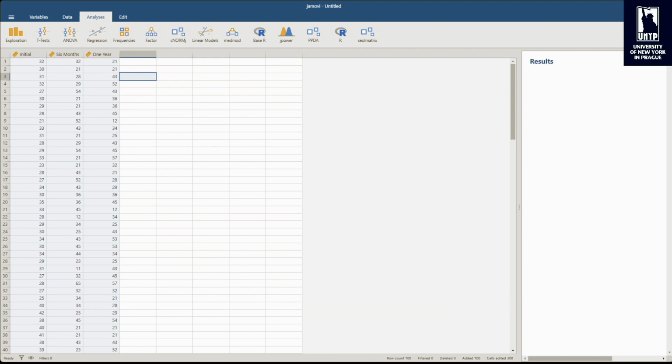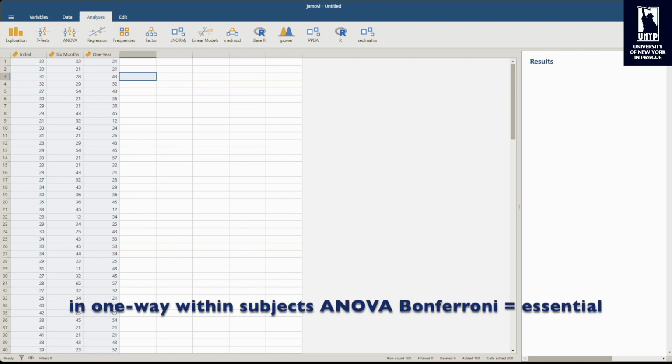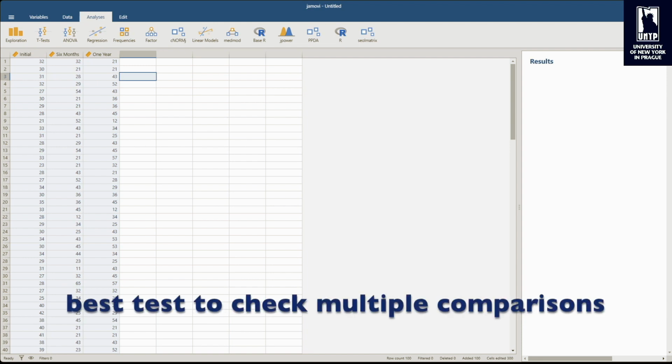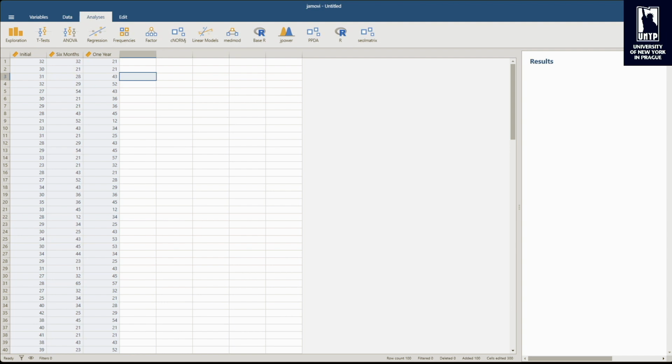Now, this is a personal choice. I honestly like to use Bonferroni also in one-way between subjects ANOVA, and other statisticians would agree with me. However, you can use Tukey and Games-Howell if your instruction requires you to do so in one-way between subjects, but in one-way within subjects, it's absolutely essential that you use Bonferroni, because it's the best test to check these multiple comparisons.